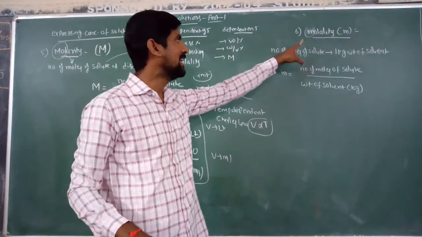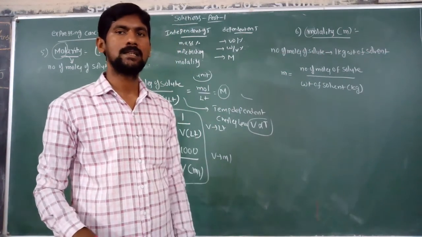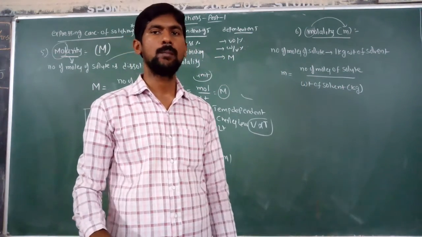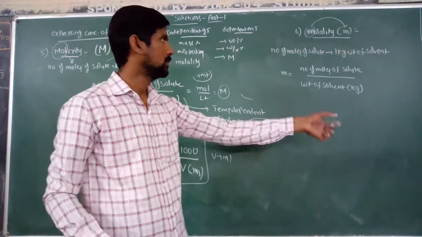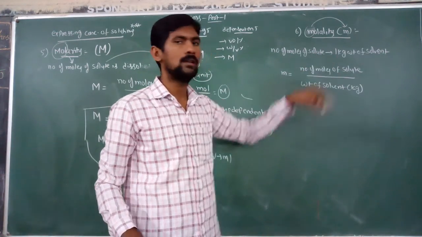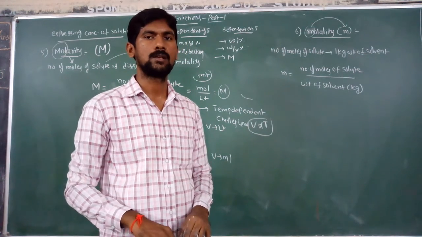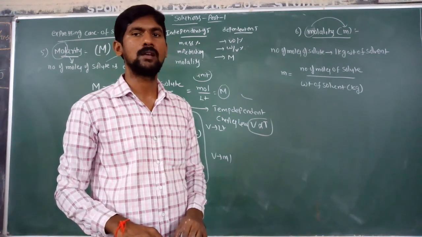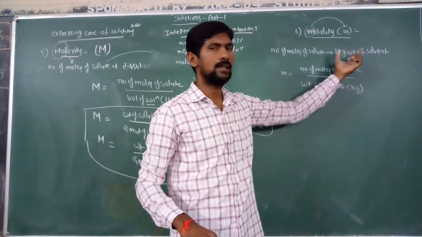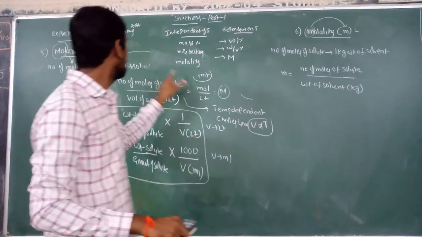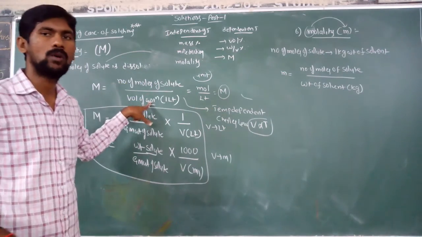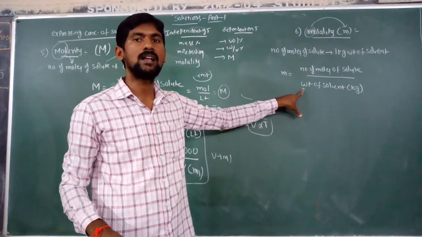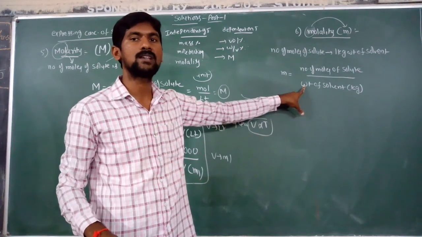Another important one is molality. Molality is denoted by the symbol small m. Capital M is molarity, small m is molality. What is molality? It is the number of moles of solute dissolved in 1 kg weight of solvent. So this is the difference between molarity and molality. Molarity is the number of moles of solute dissolved in 1 liter volume of solution. Molality is the number of moles of solute present in 1 kg weight of solvent. Here in the denominator we have taken the weight of solvent.